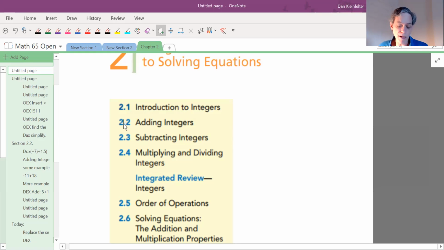Section 2.2 is about how to add integers. 2.3 is about subtracting integers. And then 2.4, multiplication and division. Addition and subtraction with positive and negative numbers is a little bit tricky, as you'll see. That's why they each get their own section. But multiplication and division is a little easier, which is why they're lumped in together.